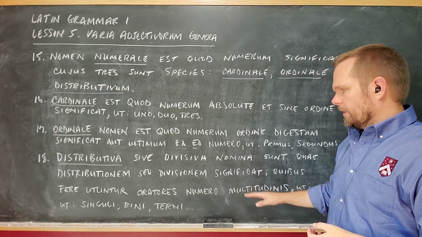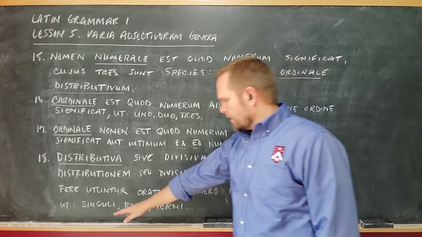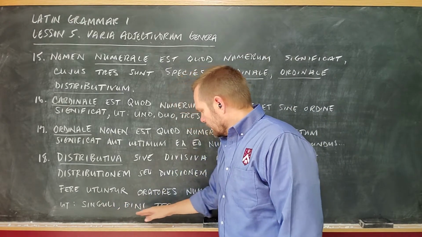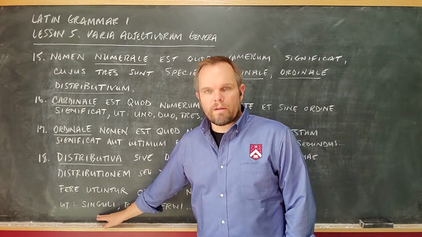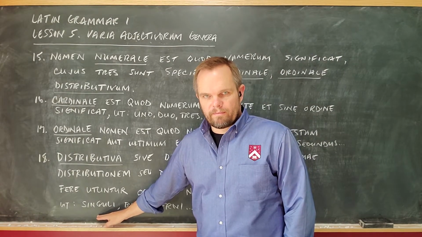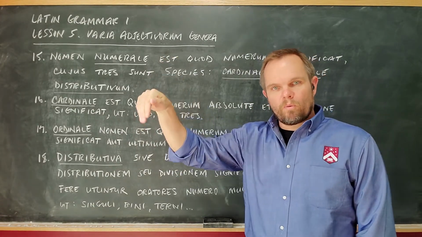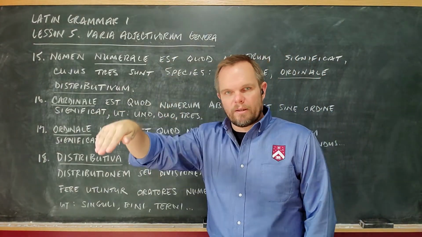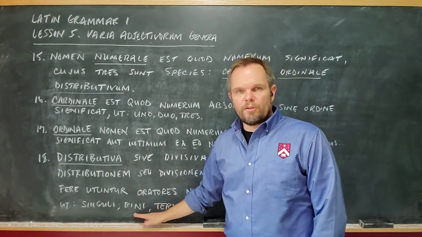So what does that mean? It's easy once we see the examples. The examples are singuli, bini, and terni. Singuli means one by one or singularly. So imagine a row of people lined up one by one. That's singuli. All right? Bini means two by two.